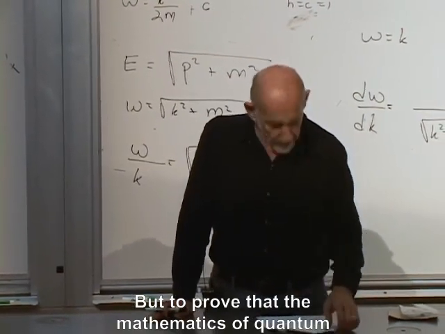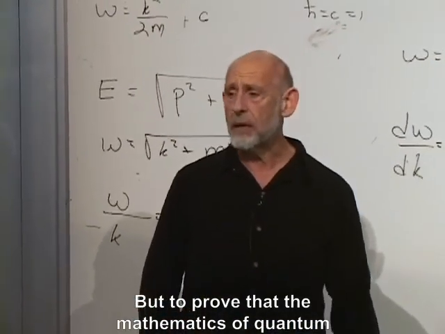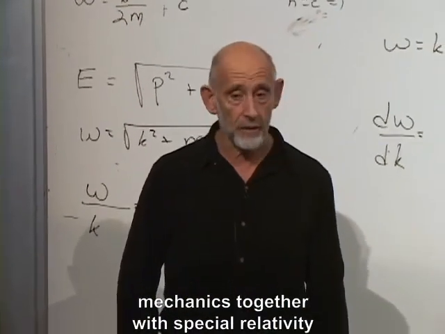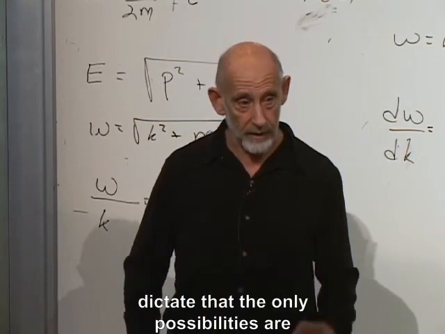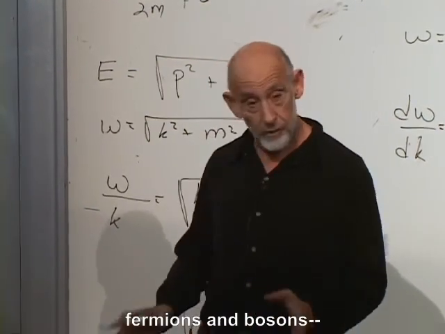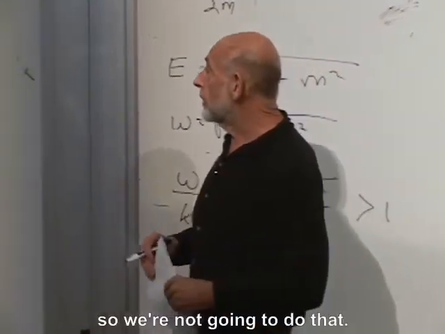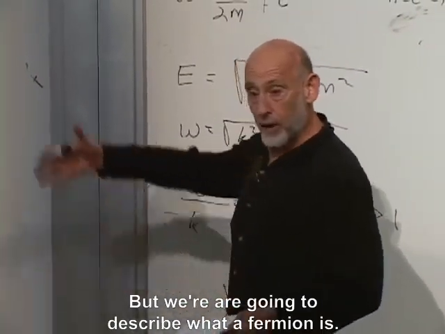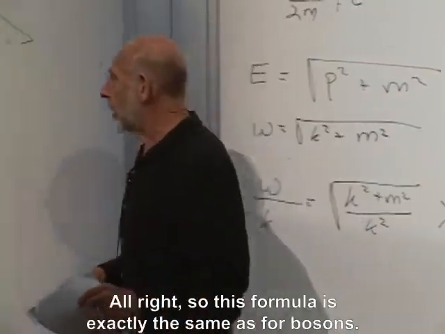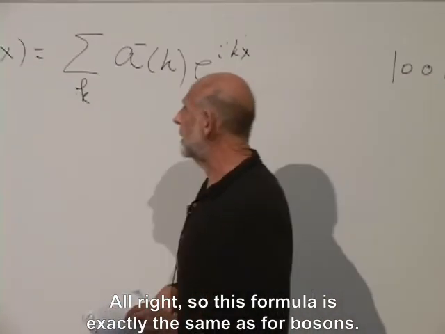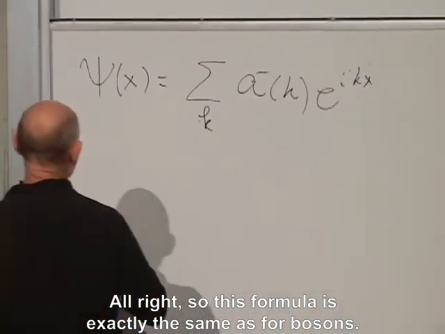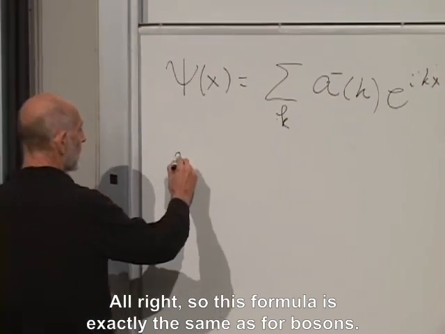But to prove that the mathematics of quantum mechanics together with special relativity dictate that the only possibilities are fermions and bosons would take us far beyond this class. So we're not going to do that, but we are going to describe what a fermion is. This formula is exactly the same as for bosons.